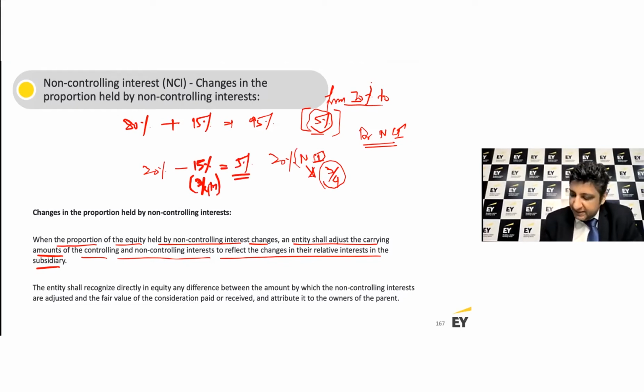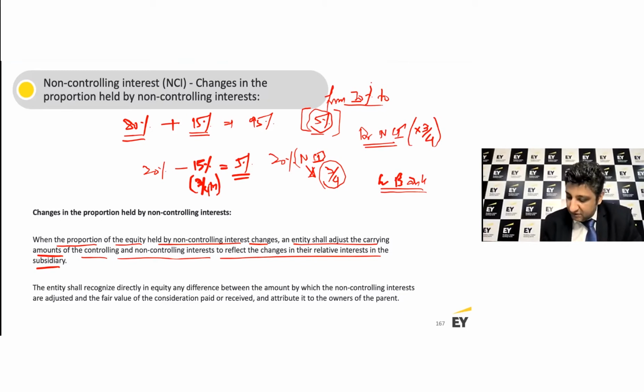So whatever is the value of the NCI, you reduce three-fourths of the value, and of course, you would have paid something for the purchase of that stake. From the parent company's perspective, you are acquiring an additional 15%, which means you must have paid something to acquire that stake, whatever that amount is.